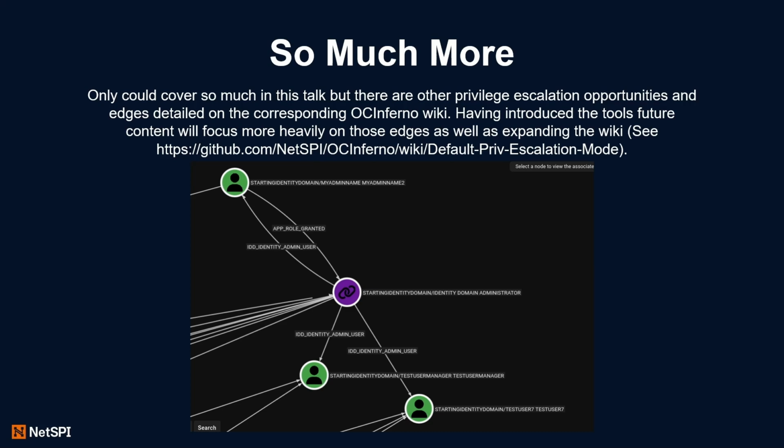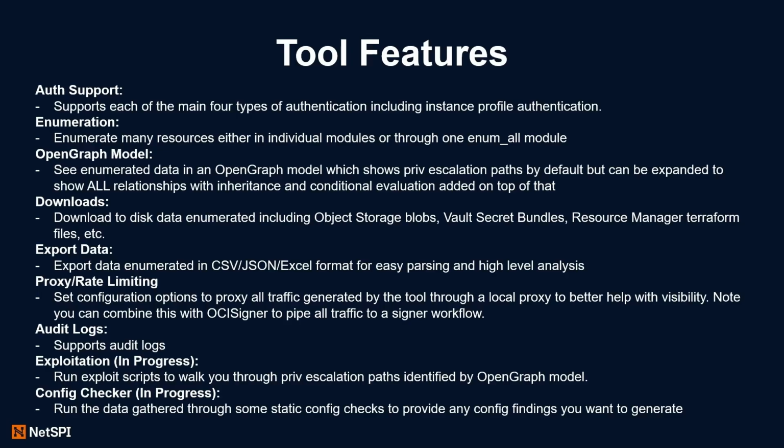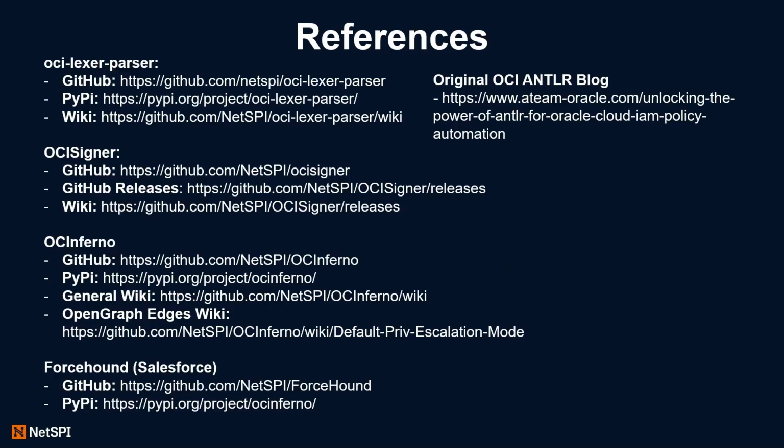I'll be speaking at Ford CloudSec 2026, so I plan to discuss that there and maybe dive a bit more into additional content. A lot of things in this tool, right? Again, check out the wiki, but you've got OpenGraph, downloading, exporting data, proxying, rate limiting. Proxying is nice if you just really want to see what OCI is doing at the request layer. And then these are just the references of everything.